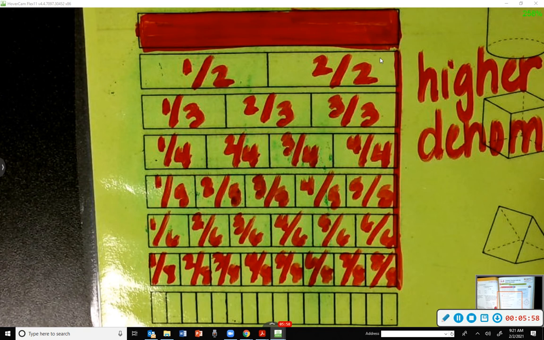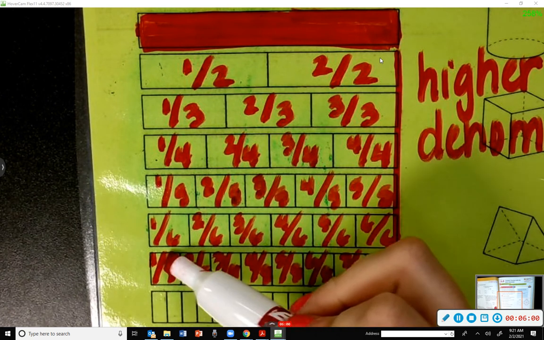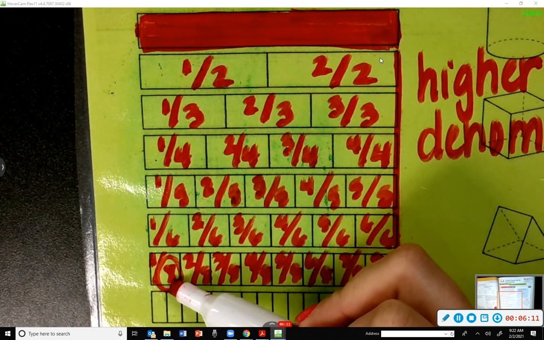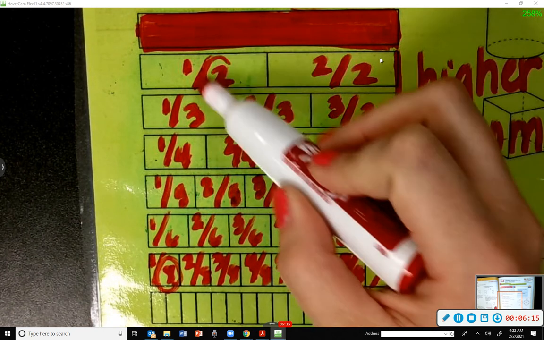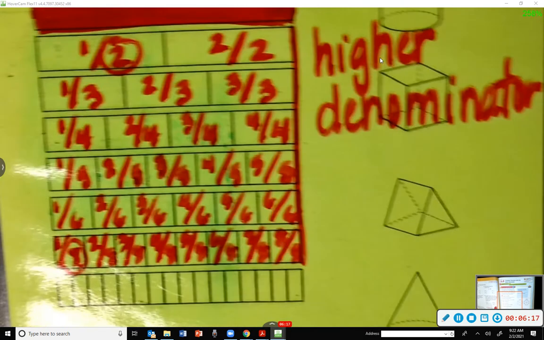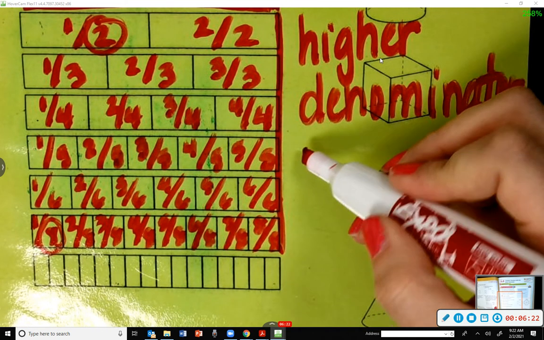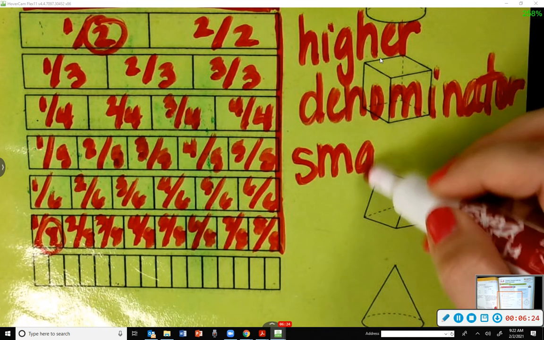No, not higher. See, an 8 is the highest denominator that we have here. Evangeline, are you paying attention or are you too busy erasing things? Okay, so 8 was the highest denominator, but this piece ended up being smaller than this one. Okay, so a higher denominator actually means what? Smaller pieces.